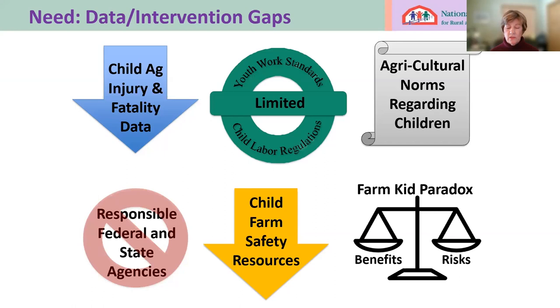So what seemed obvious was that we needed data and the injury prevention three Es of engineering, education, and enforcement, along with an understanding of how to mobilize knowledge and safety interventions for this rural and sometimes hard to reach population.